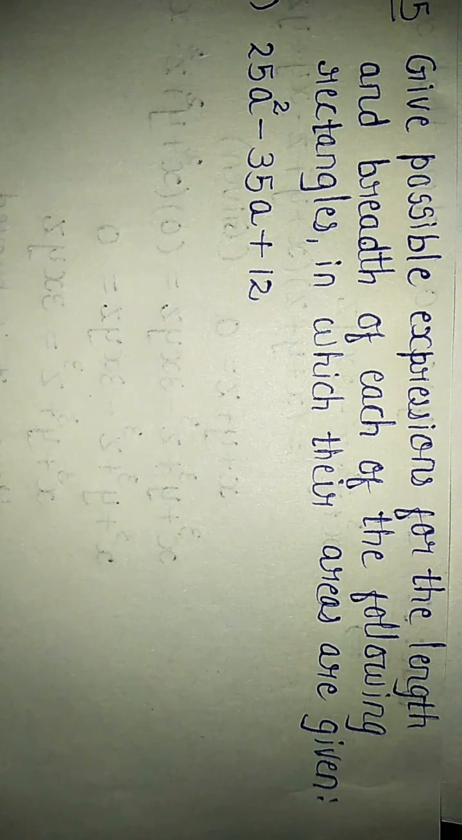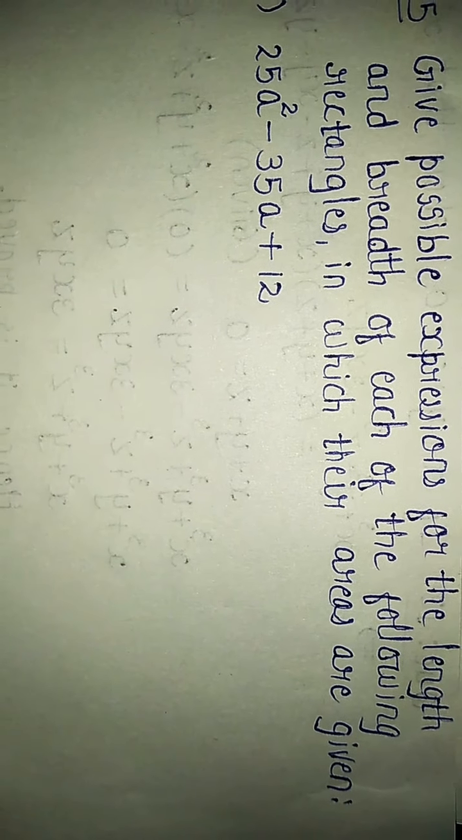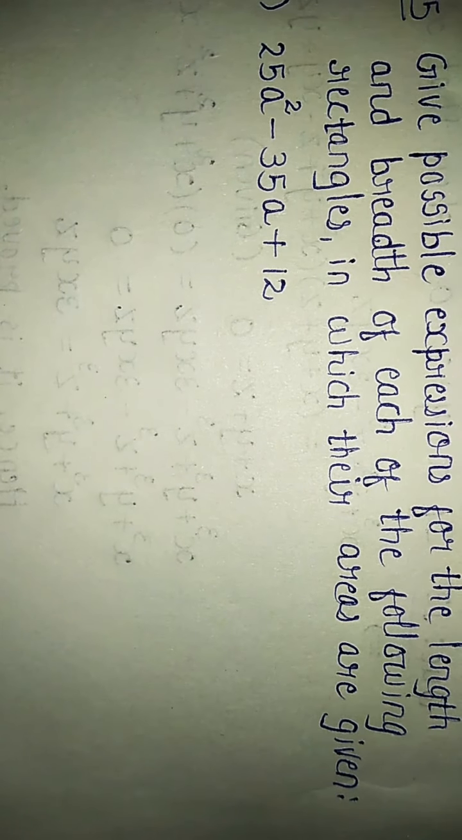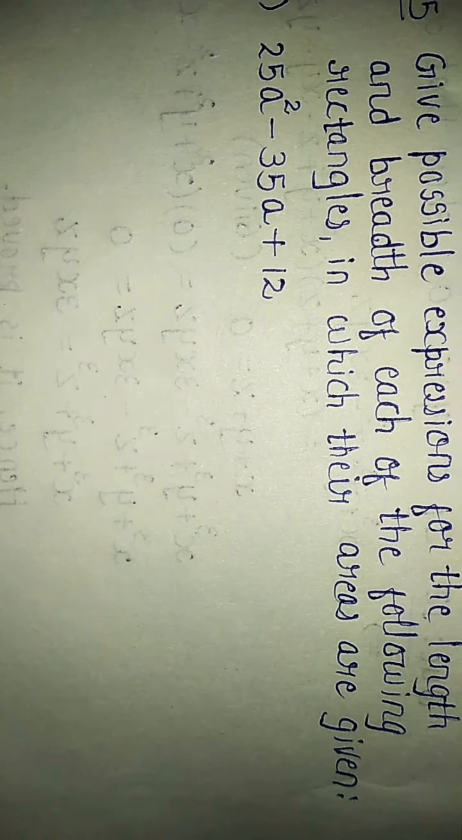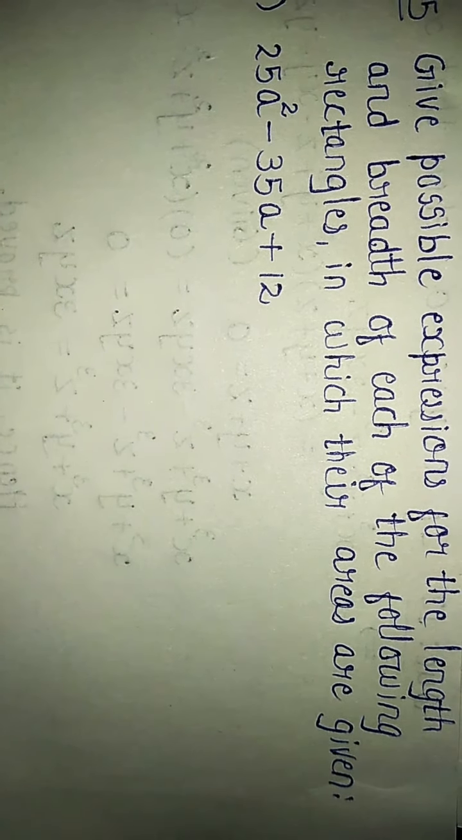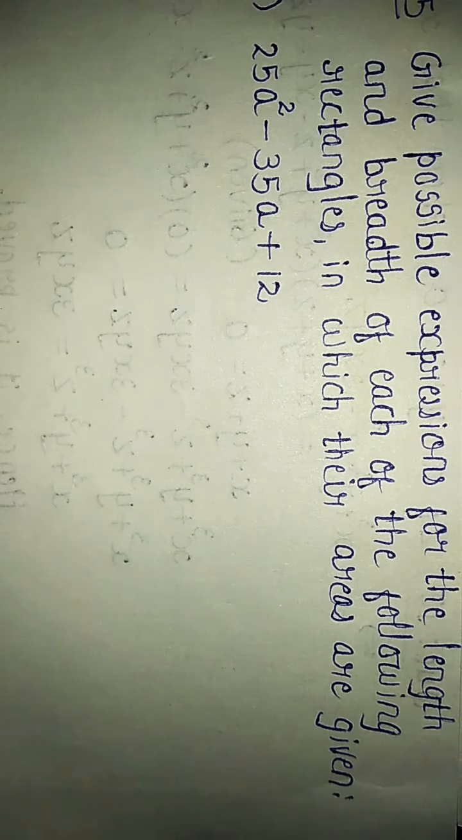So we will consider that this is the area of a rectangle. Now we all know the formula of area of a rectangle, right? What is it? Length into breadth. Now see here, areas are given and we have to find length and breadth. How will we find it? Here you can see it is a 3-term polynomial, that means a trinomial. Here we have 3 terms.